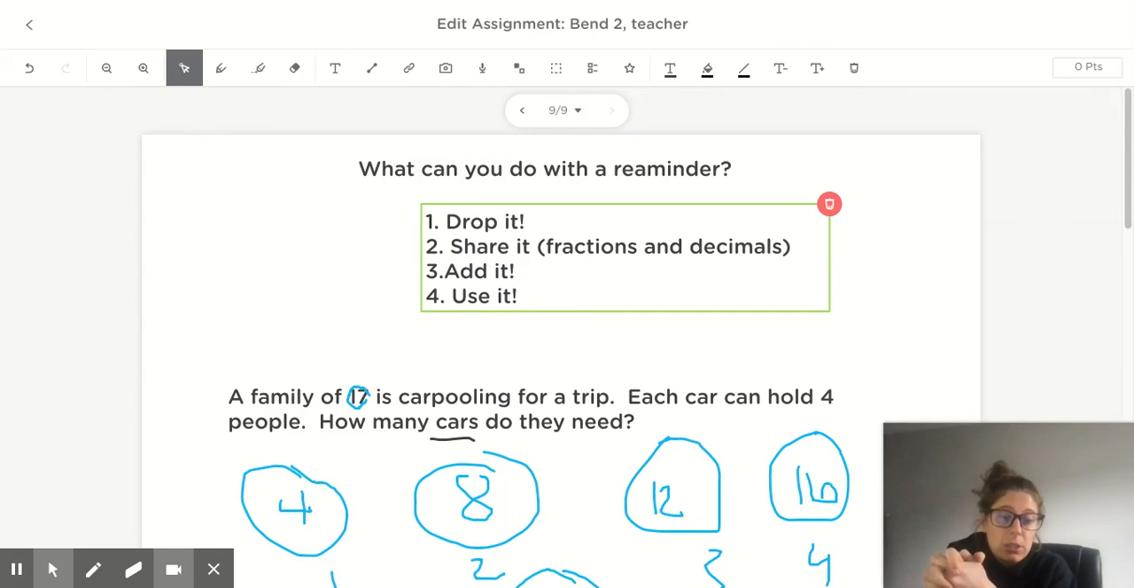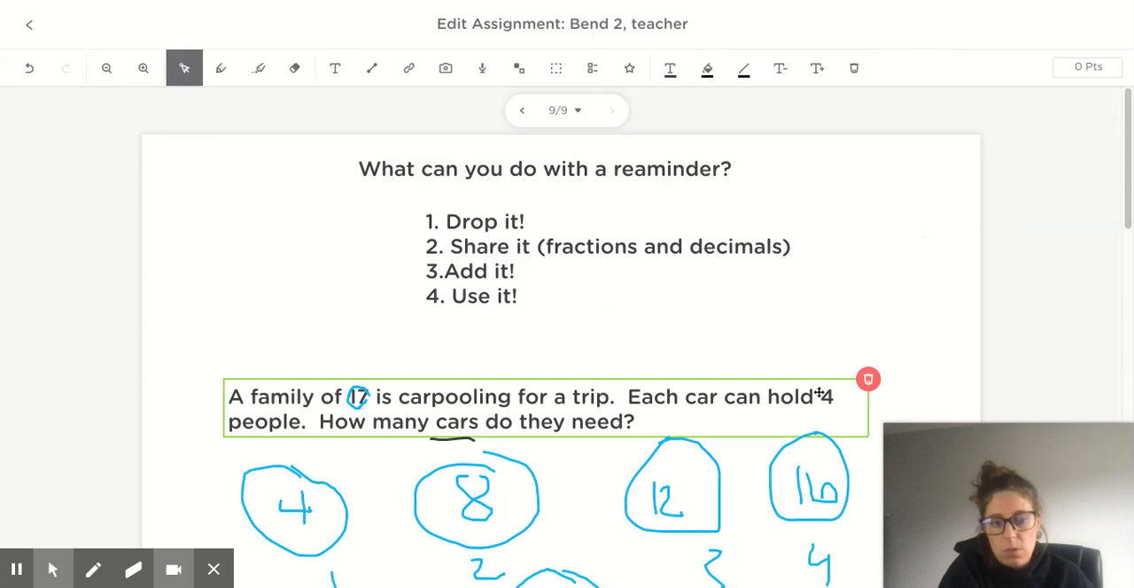Or sometimes questions will ask us to tell the remainder as our answer. So we're using the remainder as our answer. So drop it, share it, add it, or use it. Those are the 4 things you can do with a remainder.